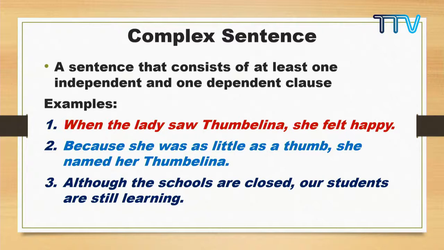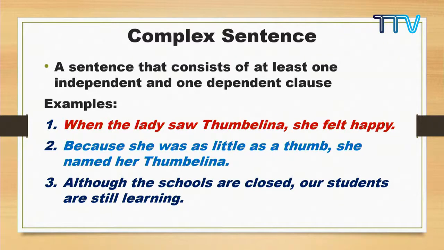Now, I just want you to quickly read the three sentences, right from the beginning. So what a complex sentence looks like, you can note it down or just go through it before I move on to the next part. A complex sentence consists of at least one independent and one dependent clause. So keep that in mind. Two different clauses. Examples: When the lady saw Thumbelina, she felt happy. Because she was as little as a thumb, she named her Thumbelina. Although the schools are closed, our students are still learning.